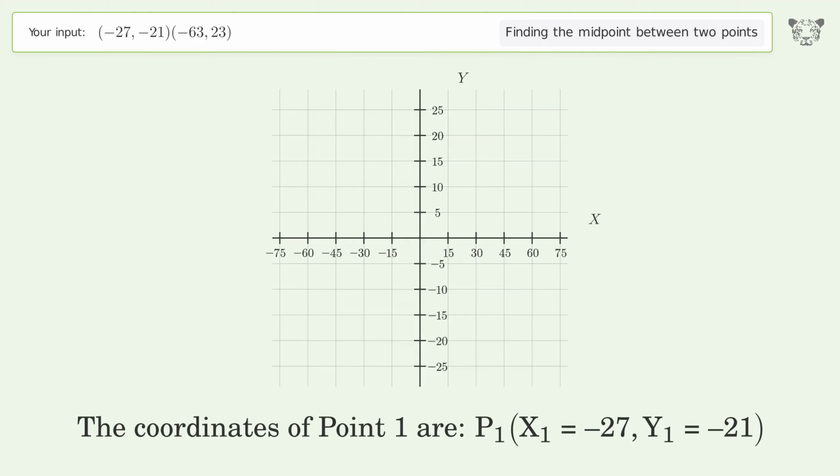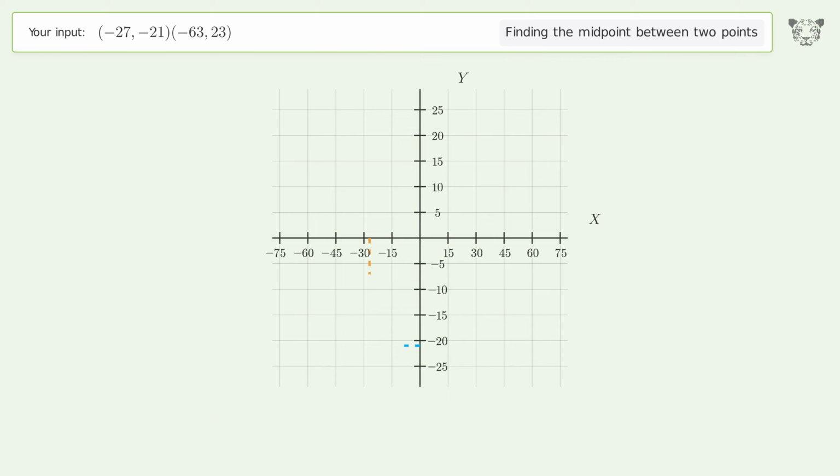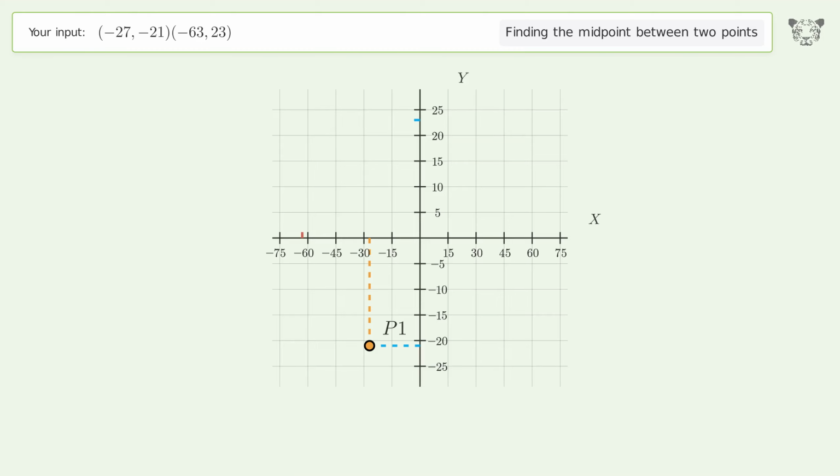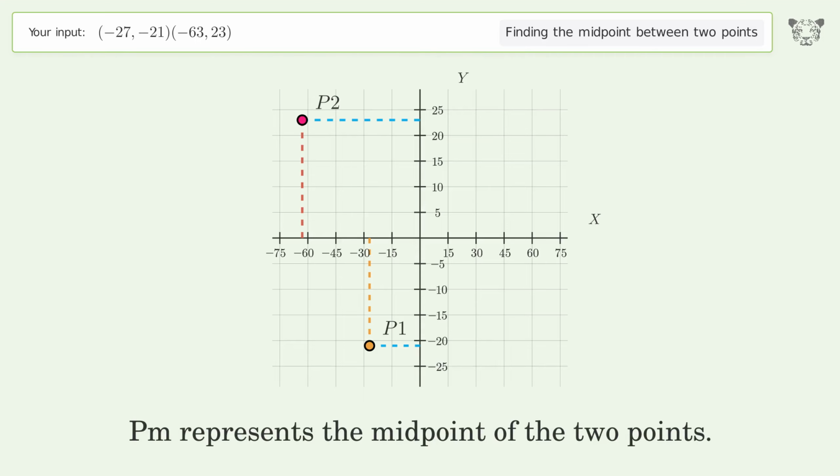The coordinates of point 1 are, x1 equals -27, y1 equals -21. The coordinates of point 2 are, x2 equals -63, y2 equals 23. PM represents the midpoint of the 2 points.